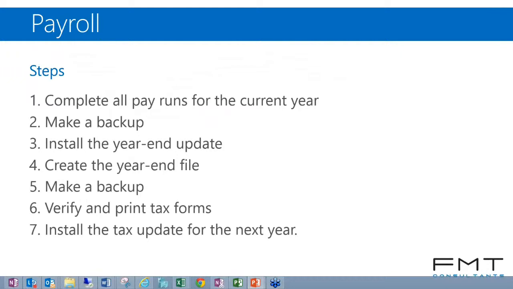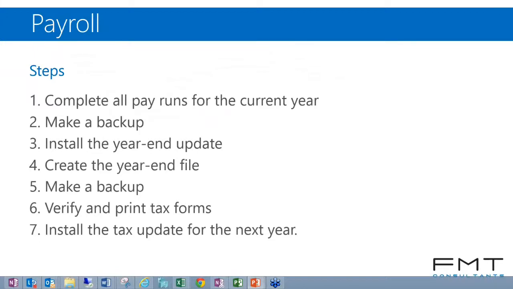You're going to create the year-end file. You're going to make a backup. You're going to verify and print your tax forms. And then once that is done, then you're going to install the tax update for the next year. And that installation needs to be done before you run your first payroll for 2015.